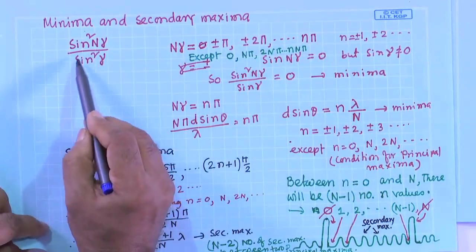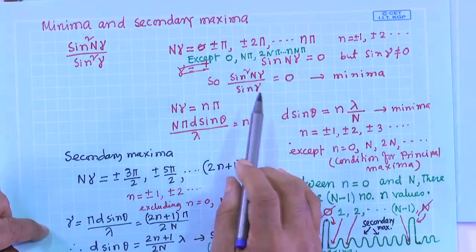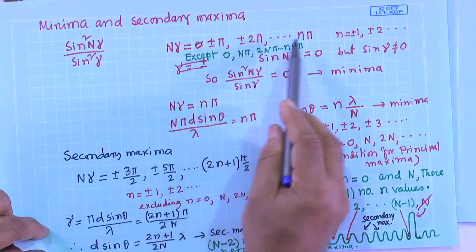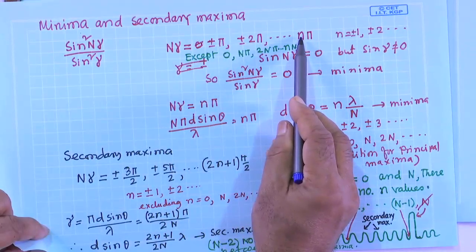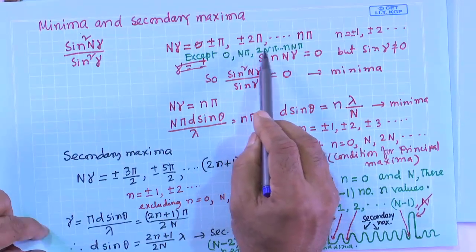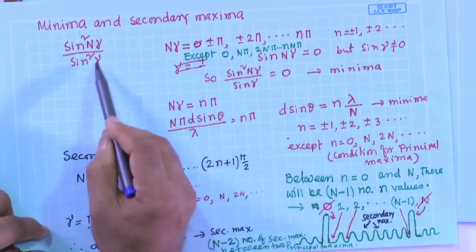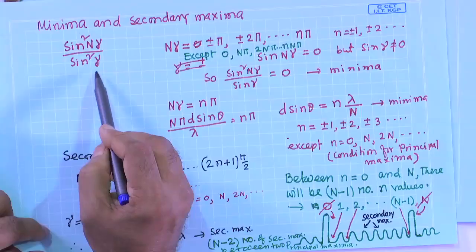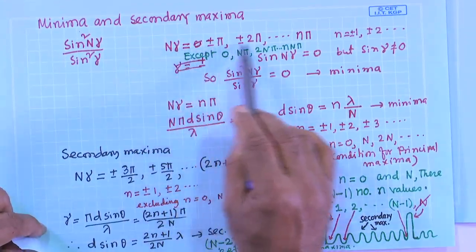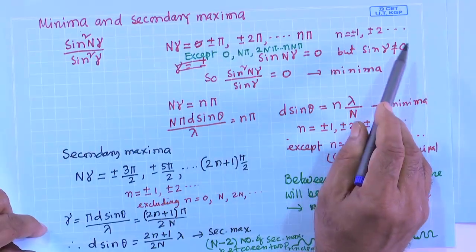Okay. So, this will not be 0. That will be the condition for minima. Here we have written except 0, so n pi, but n cannot be 0, and it cannot be capital N, 2 capital N, etc., because for that case sin gamma will be 0. So, that is the condition for principal maxima. And this is the condition for the interference minima.